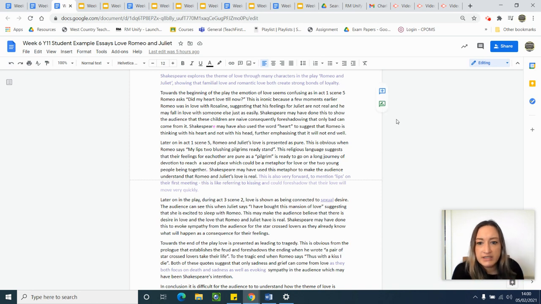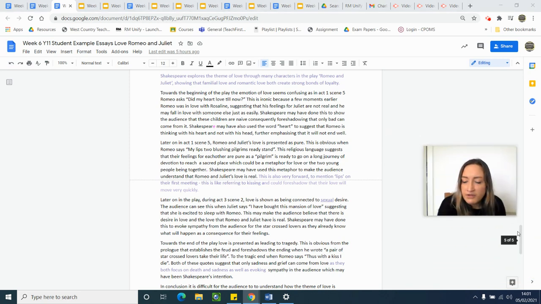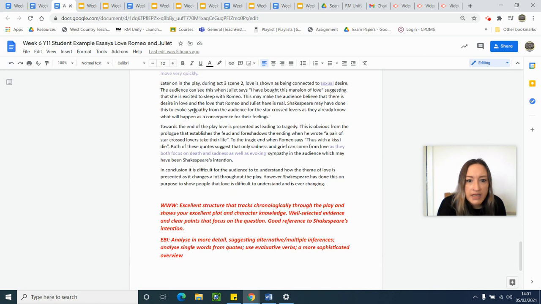this student has phrased them well for a theme essay, I think. So towards the beginning of the play, the emotion of love seems confusing. Okay, clear. Later on in the play, during Act 3, Scene 2, love is shown as being connected to sexual desire. Absolutely. I missed this one. Later on in Act 1, Scene 5, Romeo and Juliet's love is presented as pure. So not "love is presented as pure," because not all love is pure. But this student's being specific. Romeo and Juliet's love is presented as pure. And then if I scroll down here, it's presented as leading to tragedy. That one could be better phrased. So, for example, Shakespeare shows that love sometimes leads to tragedy.